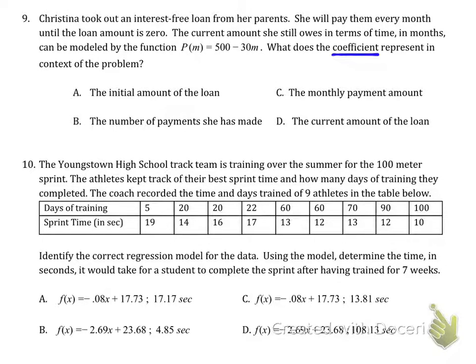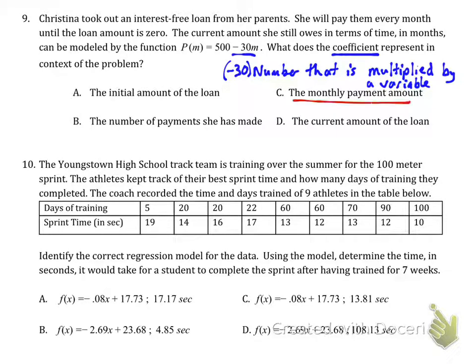First thing you need to know is your vocabulary. What does the word coefficient mean? A coefficient is any number that's multiplied by a variable. So the number that is multiplied by a variable. Right here, the coefficient is being multiplied by m, that is negative 30. So negative 30 is the number that they're asking for. What does the coefficient represent? In other words, what does the negative 30 represent? That's not the initial amount of the loan. It's not the current amount of loan. It's not the number of payments she's made. That minus 30, if m is the number of months, minus 30 is how much she pays each month, the monthly payment amount.